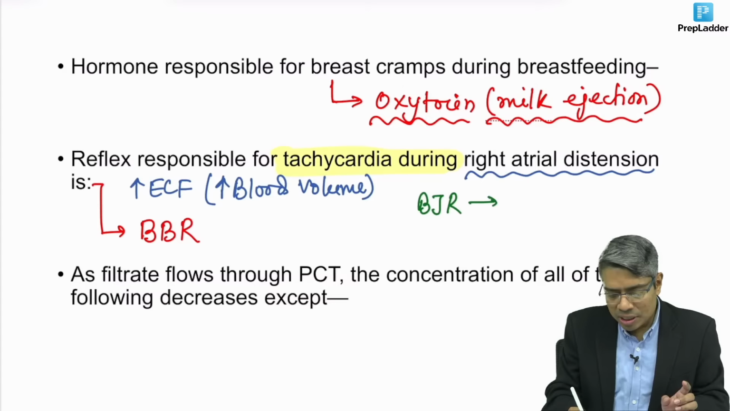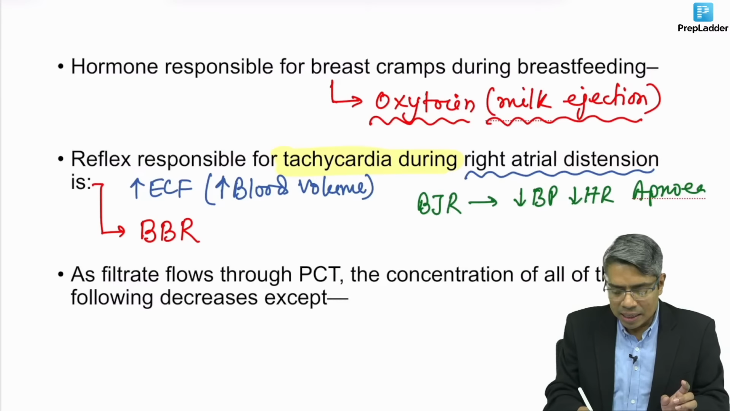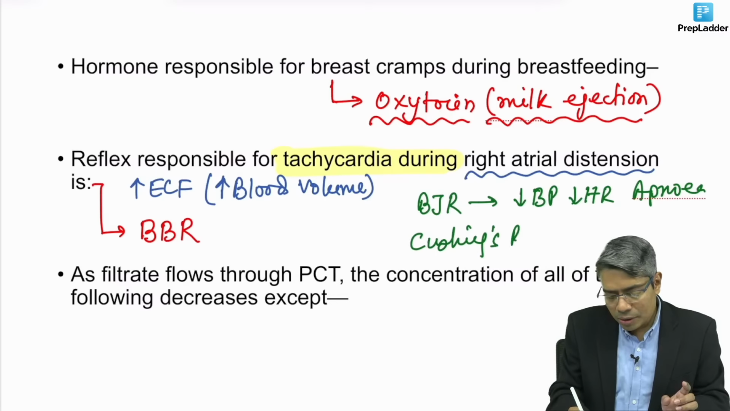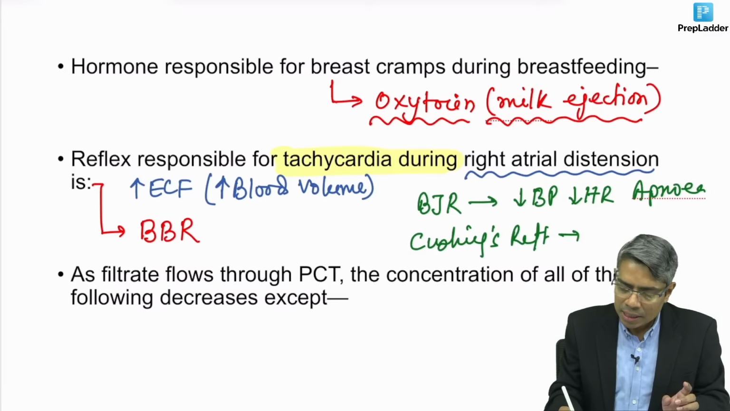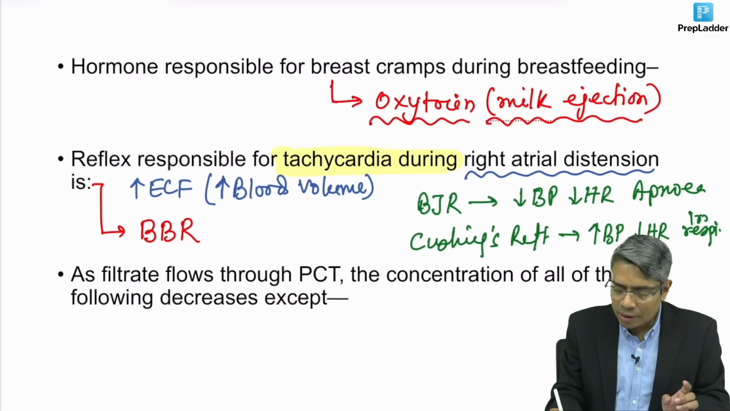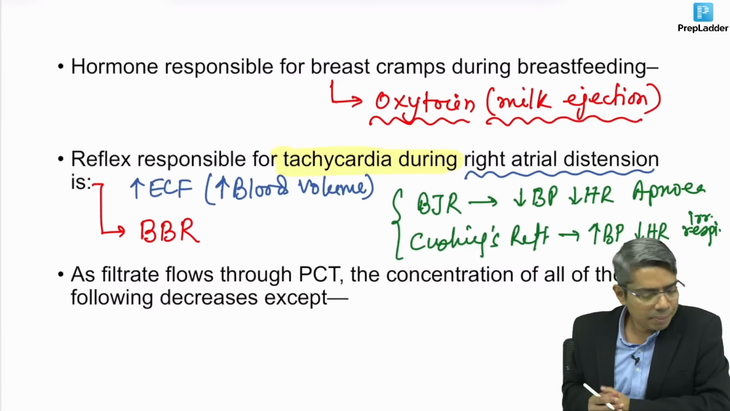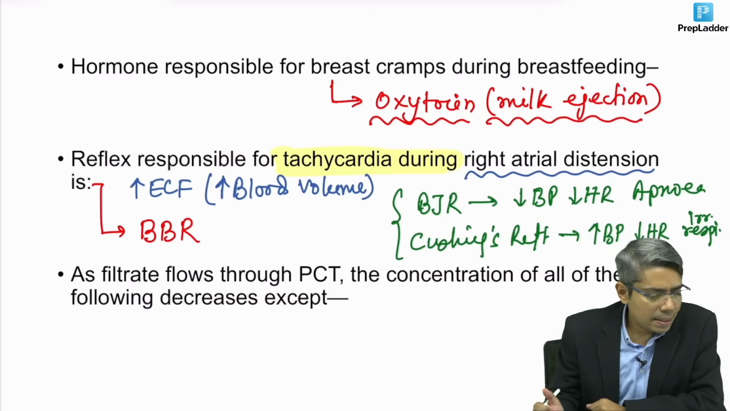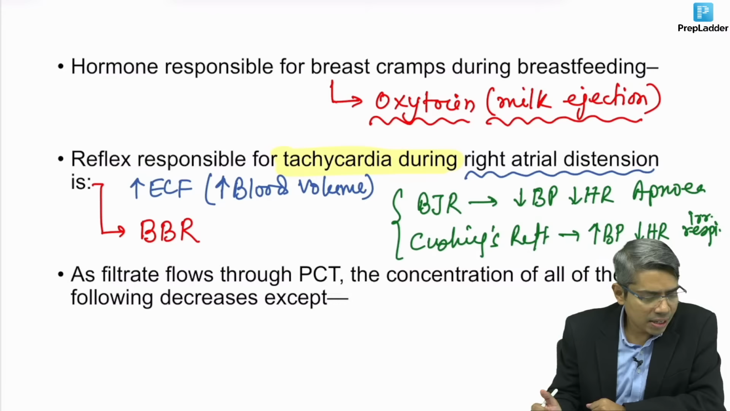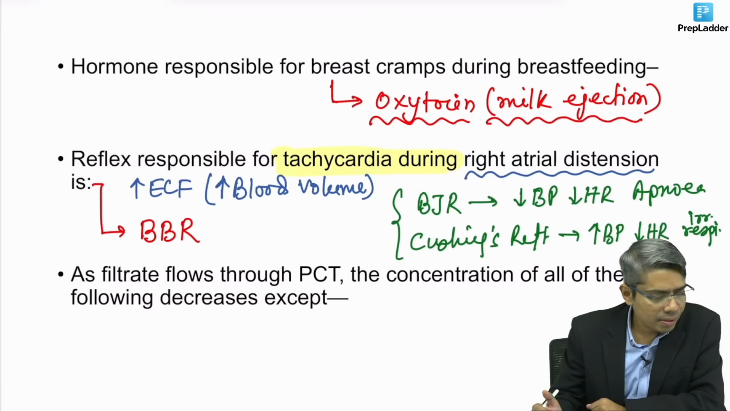The Bezold-Jarisch reflex means there will be decreased blood pressure, decreased heart rate, apnea, and vasodilation. In the case of the Cushing reflex, there will be an increase in blood pressure, but a decrease in heart rate, along with irregular respiration. So these two important reflexes you also have to remember along with the Bainbridge reflex. Yes, an increase in stretch of the right atrium will produce it, very good.